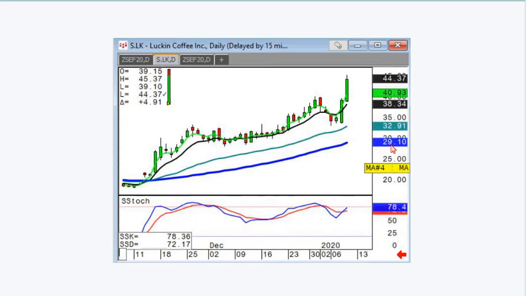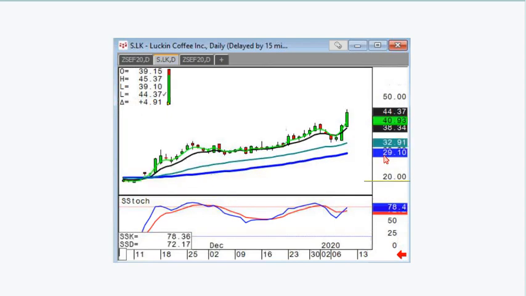And this is, again, why knowing what the investor sentiment is based upon patterns, I would suspect that Luckin Coffee might have another big day. There's usually 3 big days.